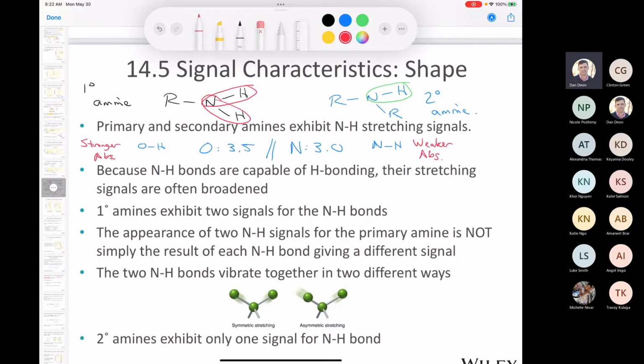Well, something else you need to know is that there's a difference between a primary amine and a secondary amine in terms of what you see in the infrared spectrum. Check this out. A primary amine will exhibit two signals for the nitrogen-hydrogen bonds. It's not because you've got two nitrogen-hydrogen bonds, it's because of the type of stretching. You can have symmetric stretching and asymmetric stretching. So here's my nitrogen, here's my two hydrogens, here's my R group. So we can have symmetric or asymmetric stretching.